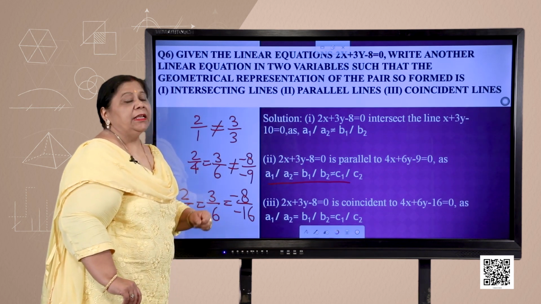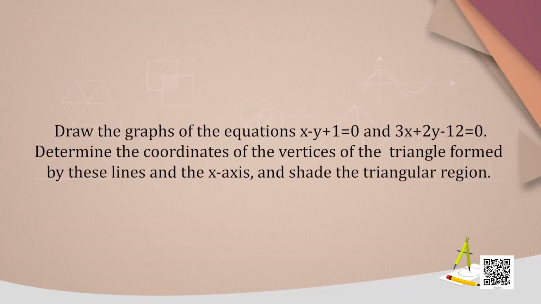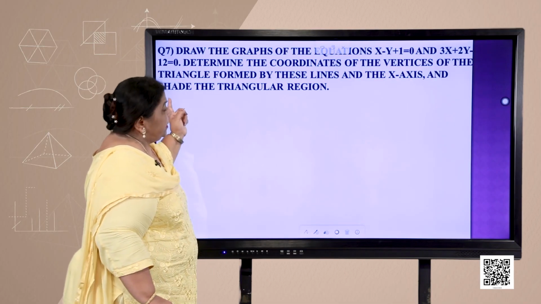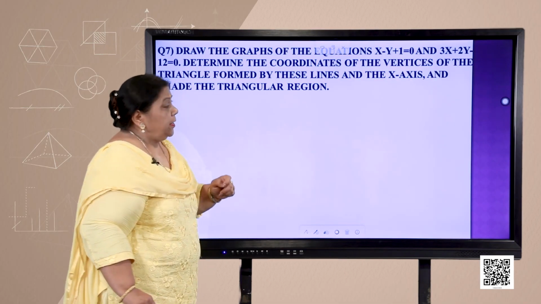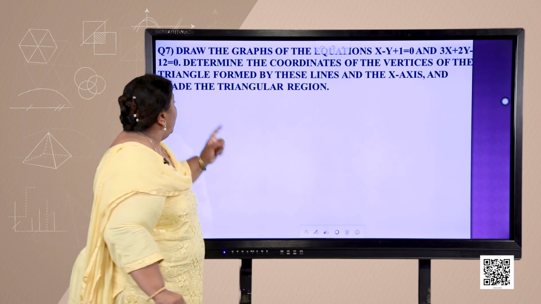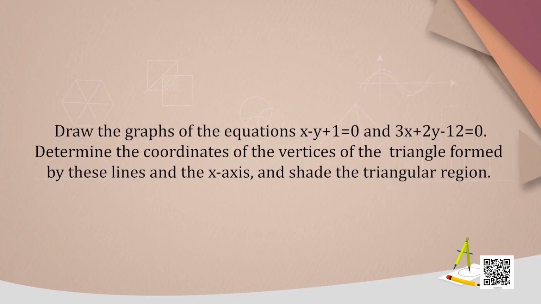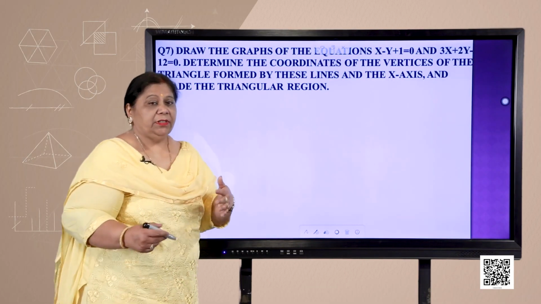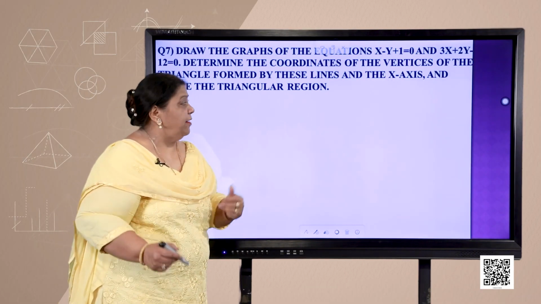Let us go into the next question, which is a very interesting and very important question. Draw the graphs of the equations x minus y plus 1 is equal to 0 and 3x plus 2y minus 12 is equal to 0. Determine the coordinates of the vertices of the triangle formed by these lines and the x-axis, and shade the triangular region which is formed by these lines. Let us first find out the points which we will be plotting for the graph.